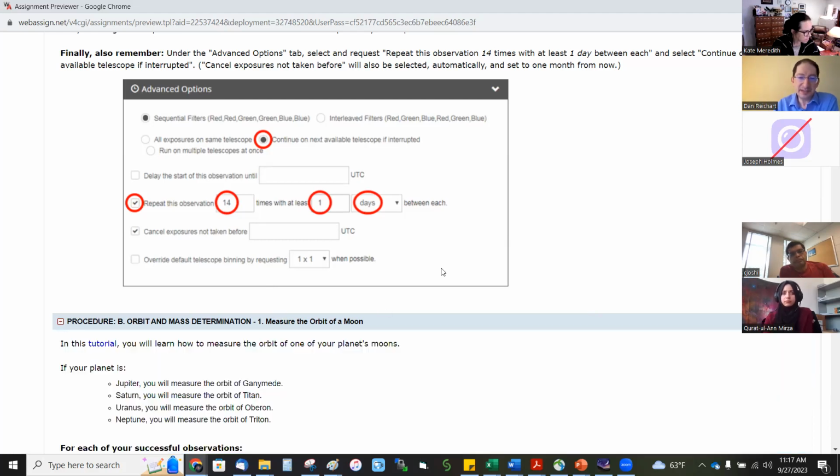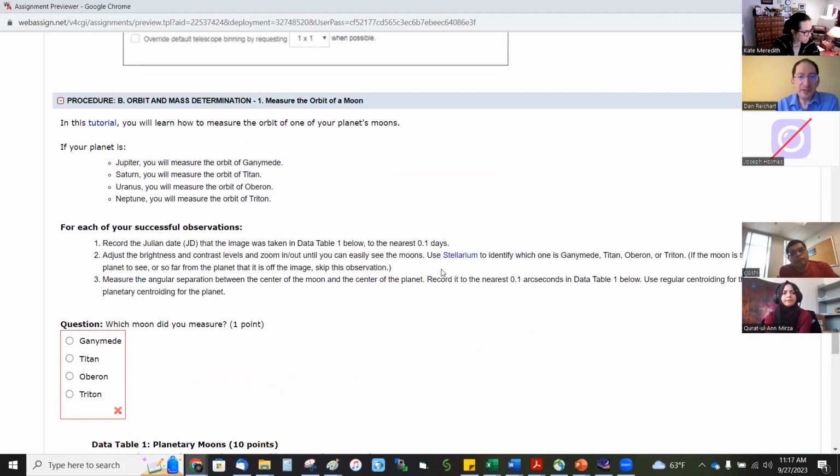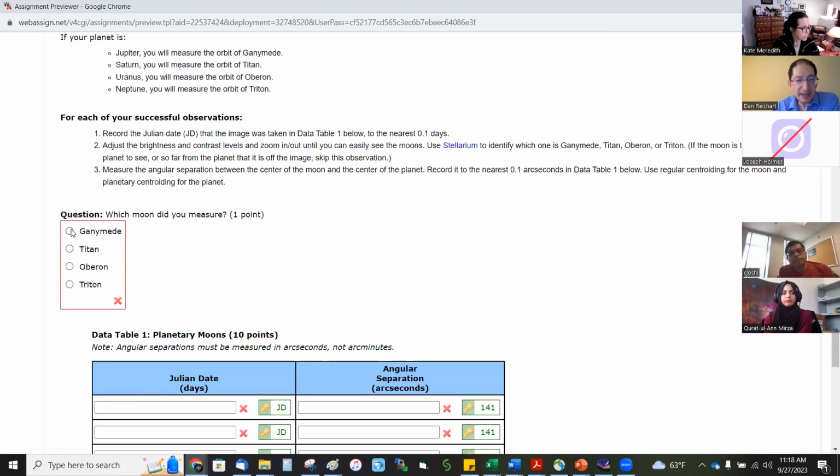Okay, how do we do this? So measuring the orbit. They pick their gas giant: Jupiter, Saturn, Uranus, or Neptune. For each gas giant, we've identified a moon: Ganymede, Titan, Oberon, and Triton, respectively. These all have periods between 1 and 2 weeks. These tend to be the most massive moons, so they're going to be the easiest to identify, that would be the brightest. And so in this box here, they indicate which moon they're tracking.